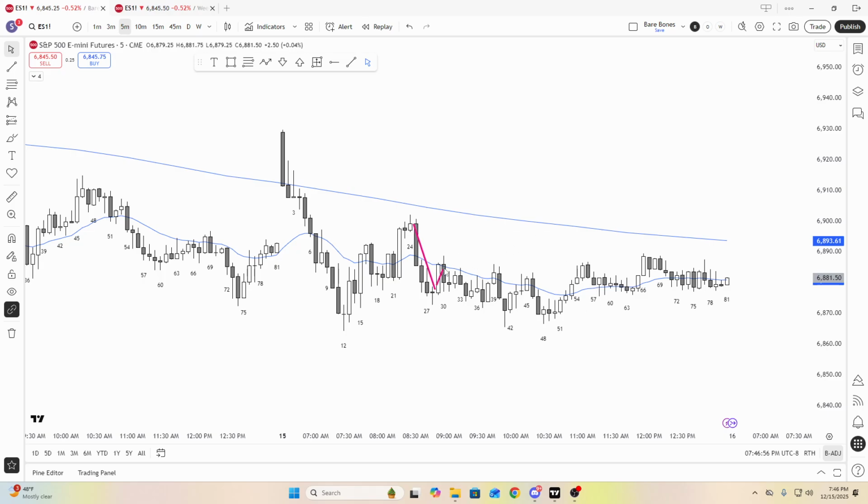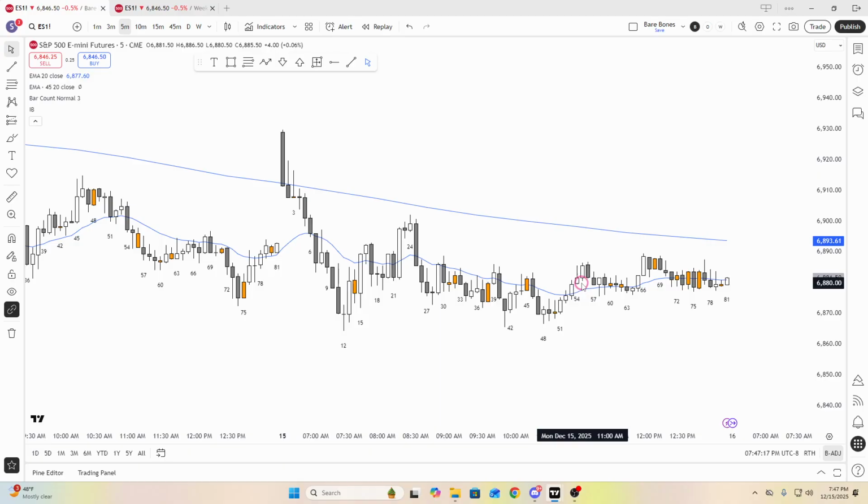Multiple legs down, leg 1, pull back, leg 2, pull back, leg 3. Leg 1, pull back, leg 2, bar 49, pull back, leg 3. Then we have an inside bar somewhere here. I was clocking it, unless I trade on my phone because I'm at work during the trading day. Okay, bar 52, inside bar, led to a good breakout.